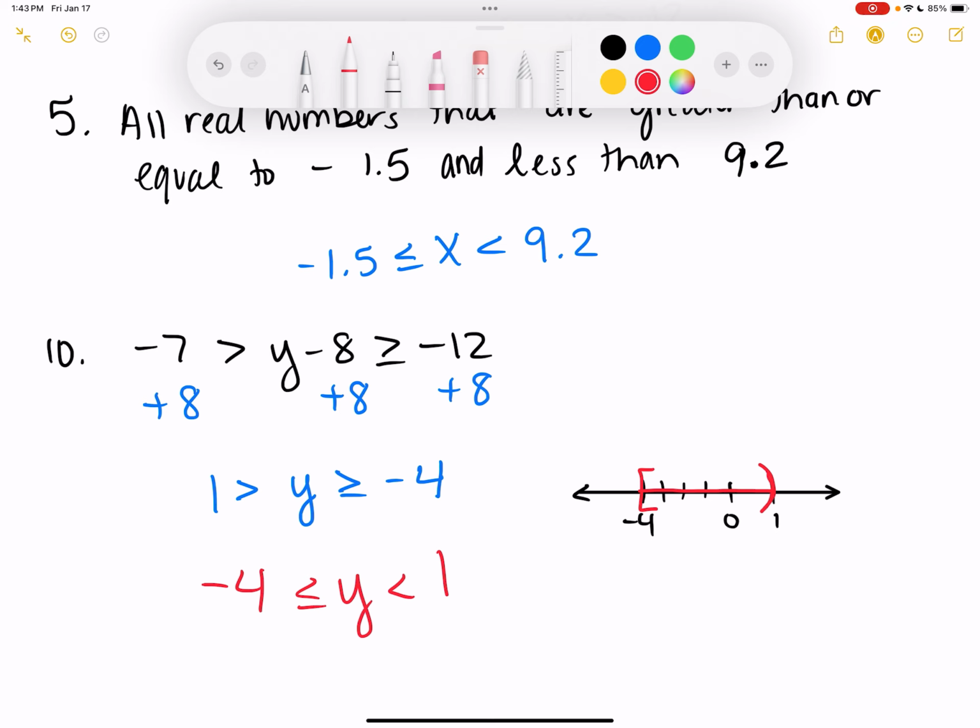Why does the negative 4 have the straight lines and the 1 has a curve? Because the line under the greater than sign is or equal to. So how do you tell a bracket?